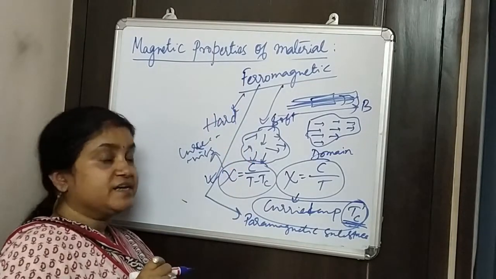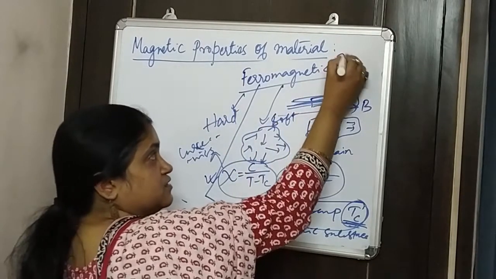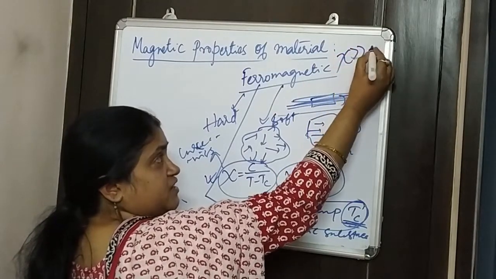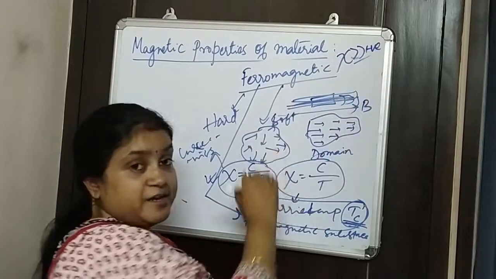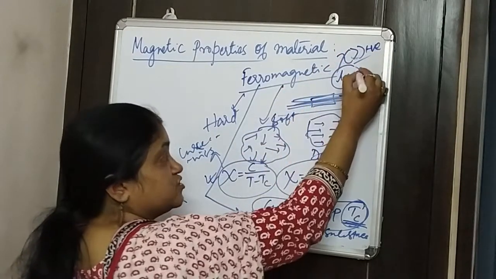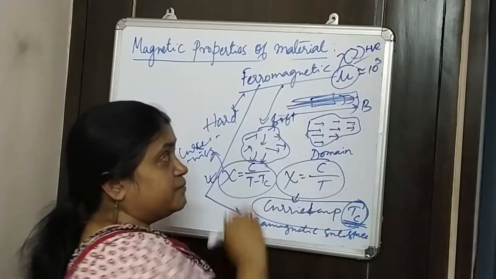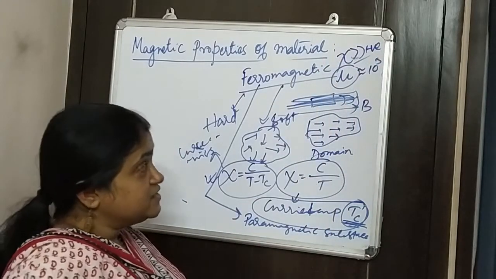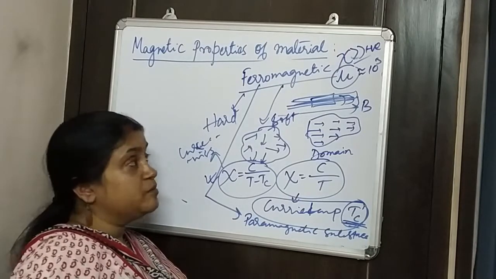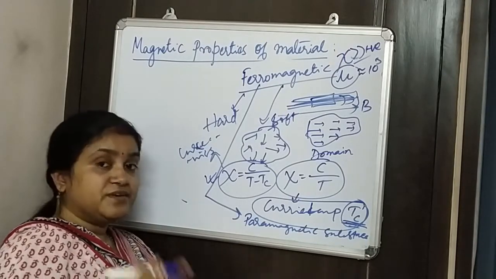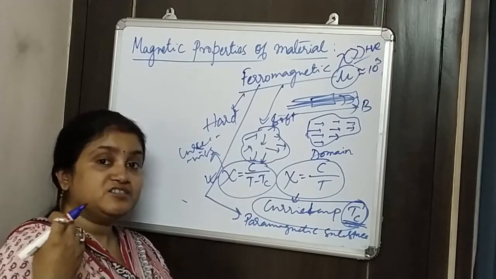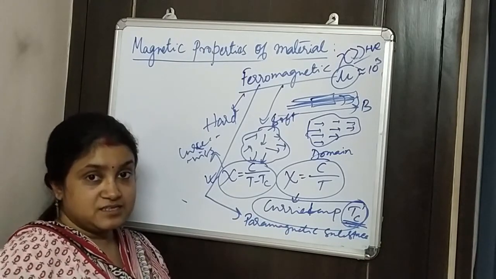For ferromagnetic substances, the susceptibility is actually very high, and it's a positive value, and mu is also very high, approximately of the order of 10 to the power 3. So that is why, because chi as well as mu, the permeability, is very high, ferromagnets are highly attracted to magnets.